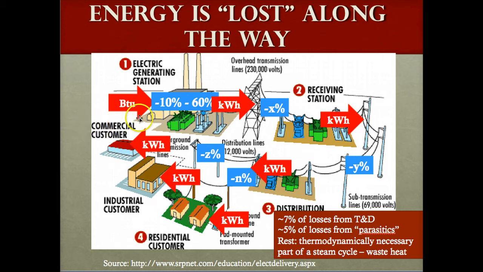Now this figure here shows losses in BTUs and in kilowatt hours. They're both just energy units, but this is to show the distinction between primary energy that goes into the power cycle in the form of BTUs. That's usually how we talk about primary energy. And then the electricity that comes out as secondary energy, which we usually measure in kilowatt hours.